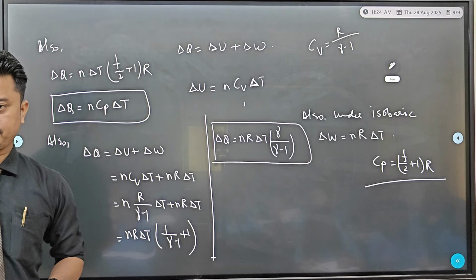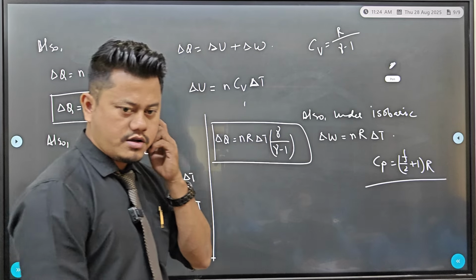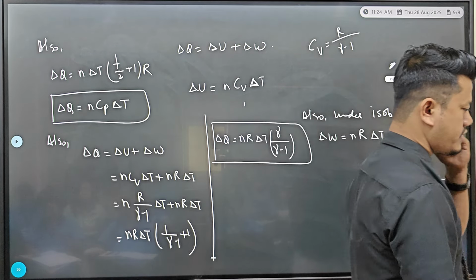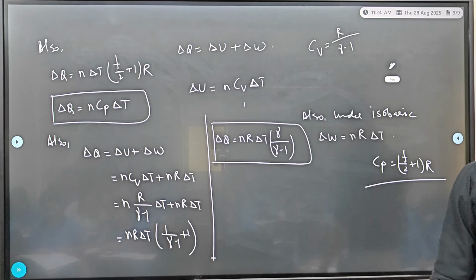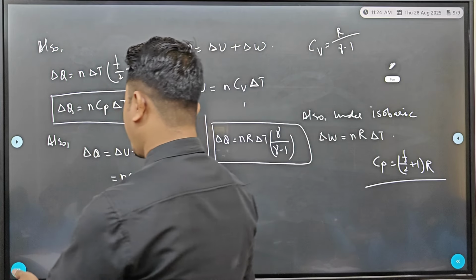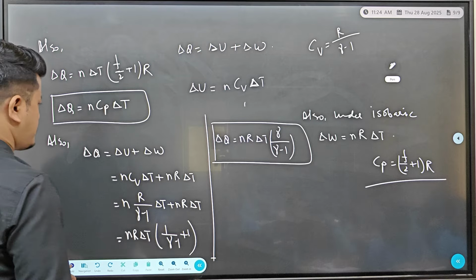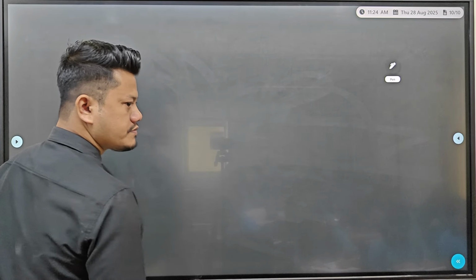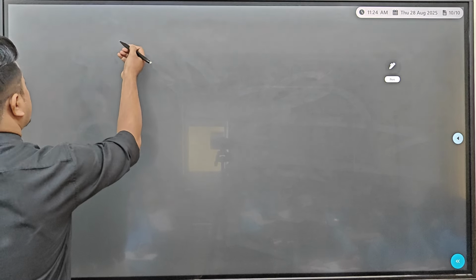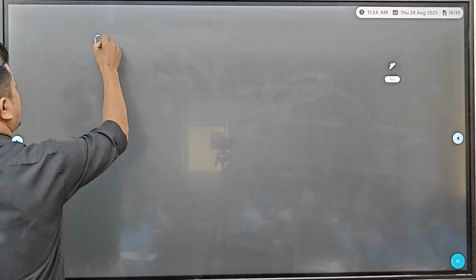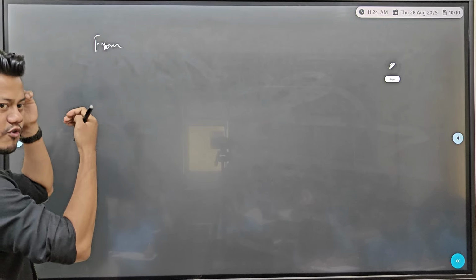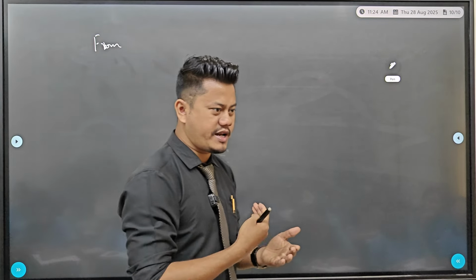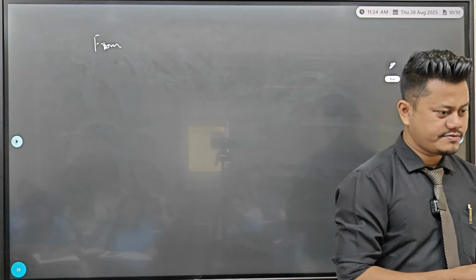Isochoric process. What is isochoric? The volume remains constant, right? Please write. The thermodynamic process where the volume remains constant. Is that clear? So how can I find the equation? The first interpretation is to find the equation. I am following the same pattern, whether it be isothermal, adiabatic, isobaric or isochoric.